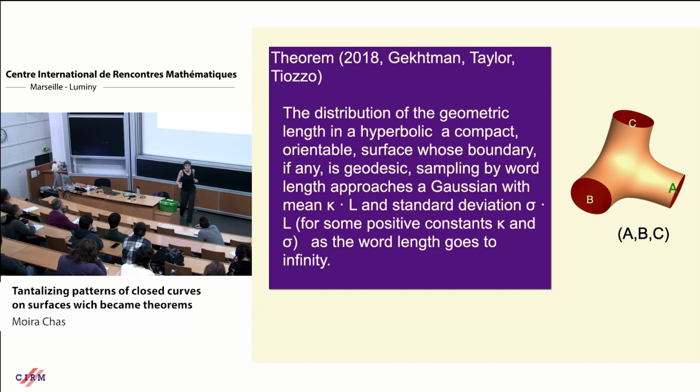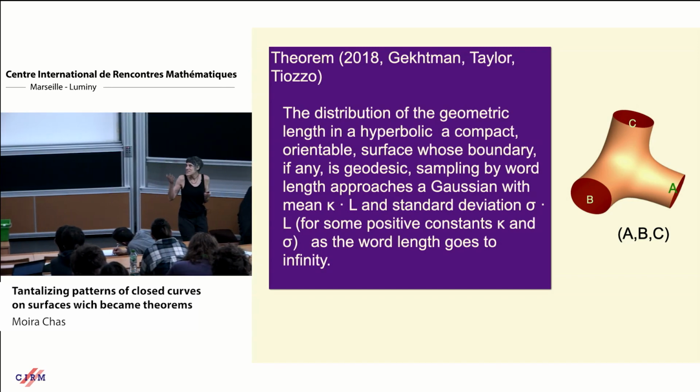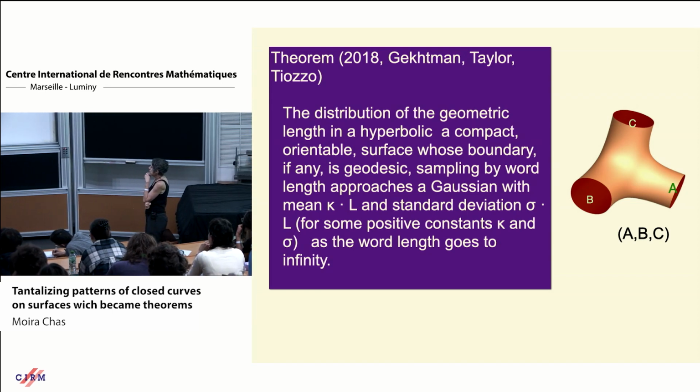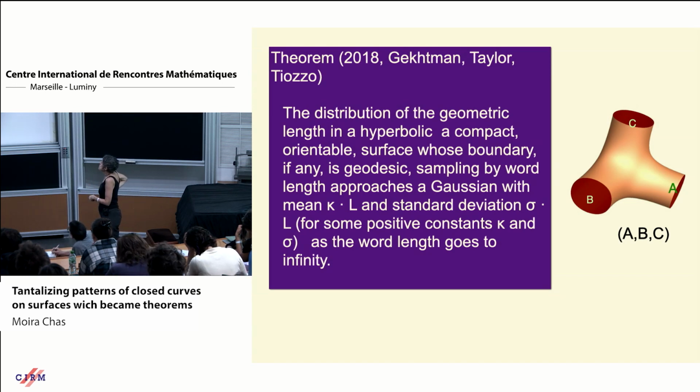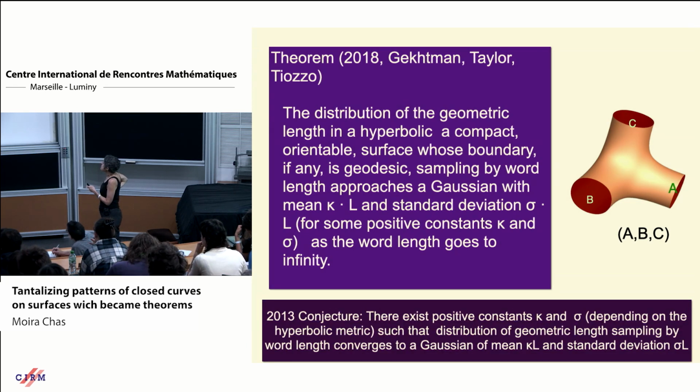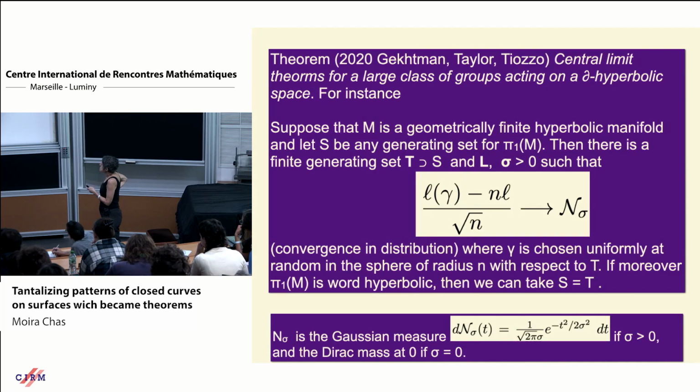And this was proven. It was so nice, we did this thing years ago, and it was proven in 2018, and it was proven in a more general way, like in a hyperbolic surface with certain constraints. This is Goldman, Taylor, and Tiozzo. This distribution is indeed a Gaussian. And then they even make it more general. They prove it for a large class of groups and manifolds.